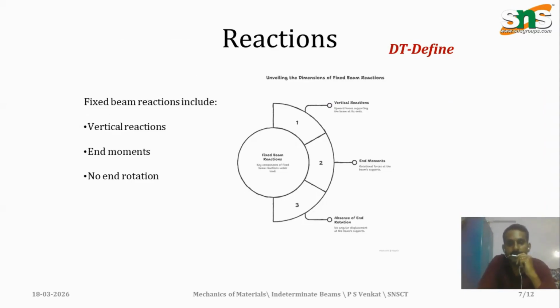In a fixed beam, reactions are more complex than in simple beams. Fixed beams include vertical reactions due to applied loads and end moments due to fixity. There is no rotation at the supports. This is a key condition. The important difference between simply supported beams and fixed beams is that in simply supported beams only forces come into play, whereas in fixed beams forces as well as moments come into play. This makes fixed beams statically indeterminate.